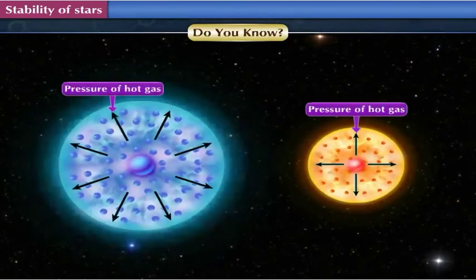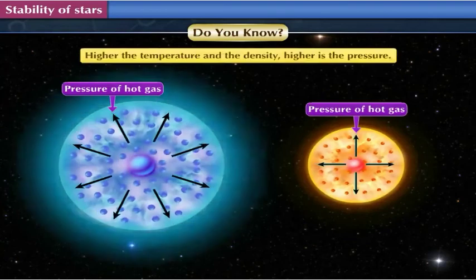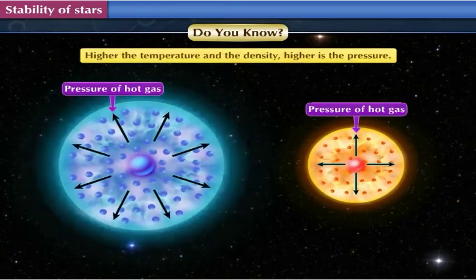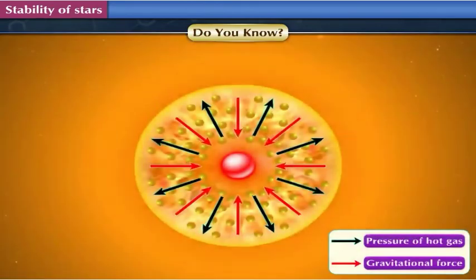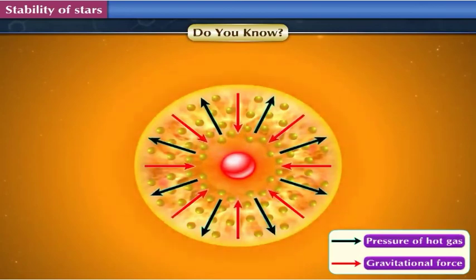Gas pressure depends on the density and temperature of the gas. Higher the temperature and the density, higher is the pressure. After learning about the stability of stars, let us now learn how the star evolves through the different stages of its life cycle.